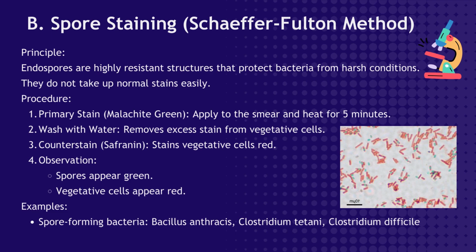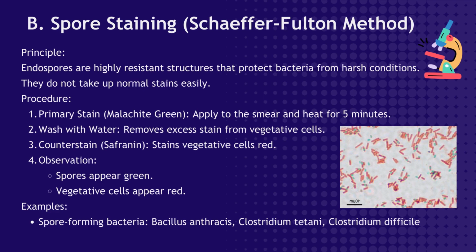Principle: endospores are highly resistant structures that protect bacteria from harsh conditions. They do not take up normal stains easily. Procedure: primary stain, malachite green. Apply to the smear and heat for 5 minutes.